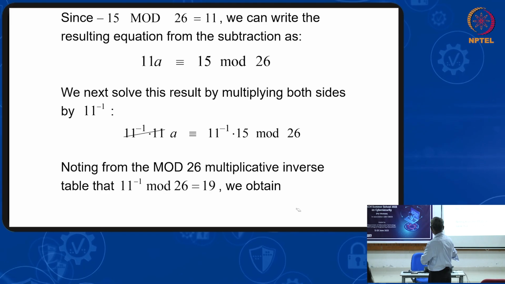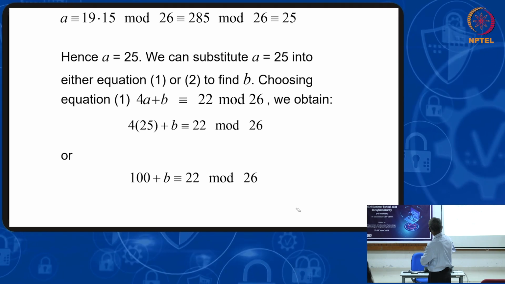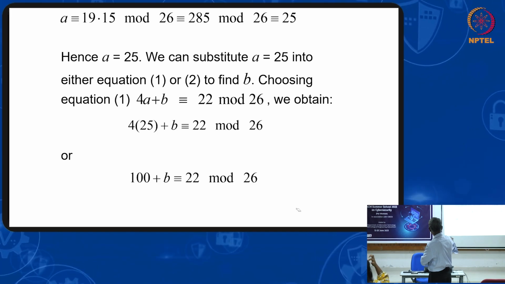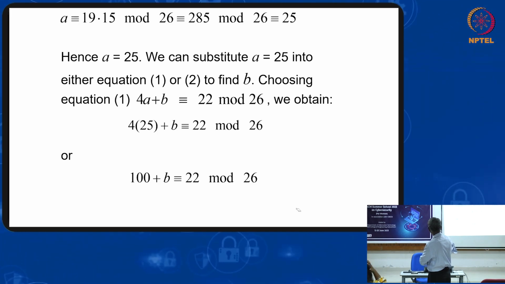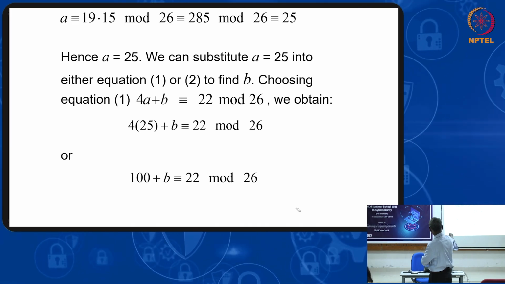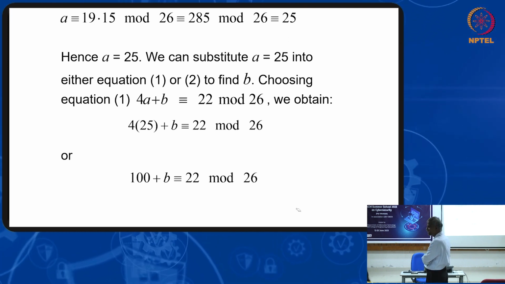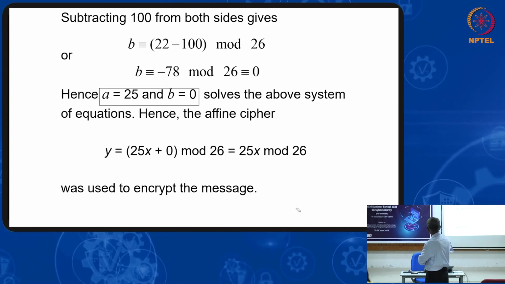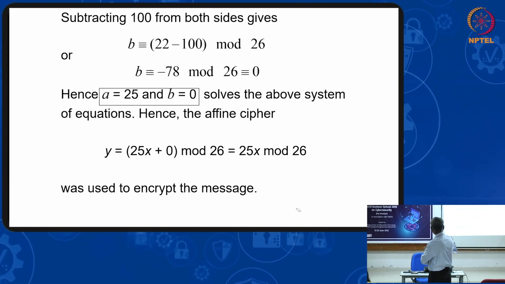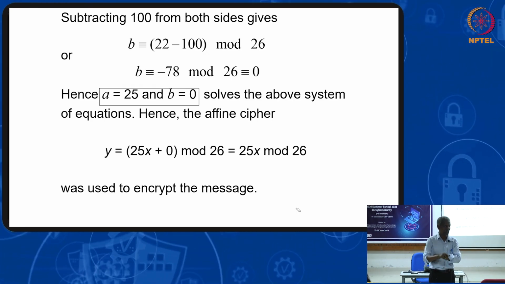So once you know the inverse 19, a equal to 19 into 15 mod 26, equal to 285 mod 26, that is equal to 25. So a equal to 25 you know, and b you can find. Once you know a and b, a equal to 25, b equal to 0, you can find the x value from y. In this way you can take it. This cipher is called affine cipher.